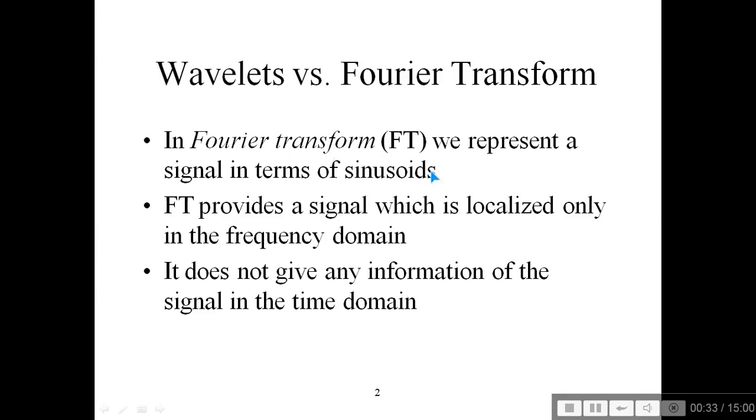In the Fourier transform, we represent a signal in terms of sinusoid. So Fourier transform provides a signal which is localized only in the frequency domain. This is very important. Fourier transform is localized to the frequency domain. We don't have a time domain aspect. It does not give any information of the signal in the time domain.